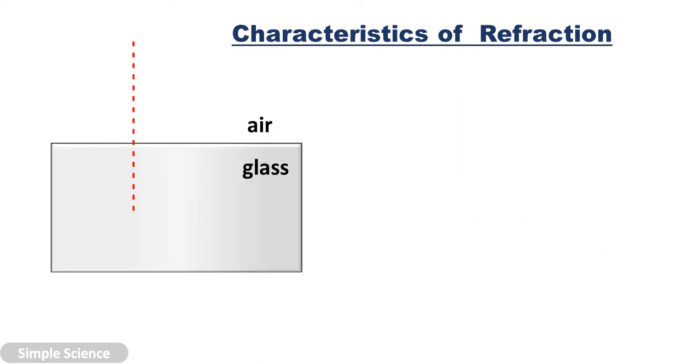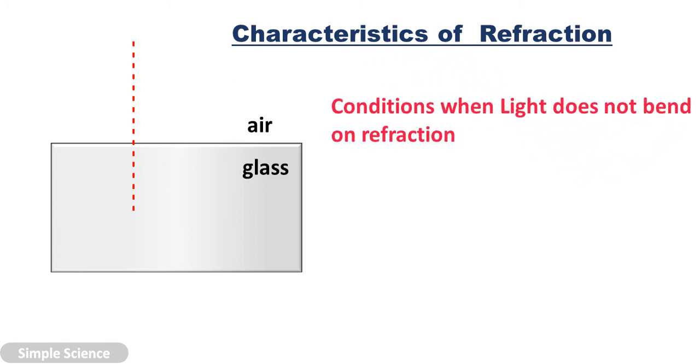The third characteristic of refraction is the condition when light does not bend on refraction. That means it is passing from air to glass but without bending. Without bending means undeviated. It passes undeviated. And when does this happen? This happens when it is incident normal to the surface. That means it is passing along the normal.